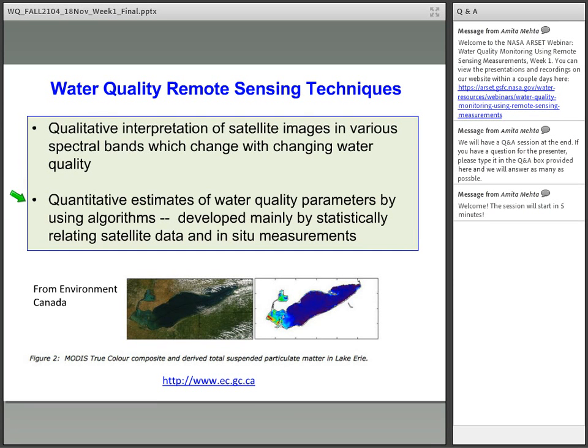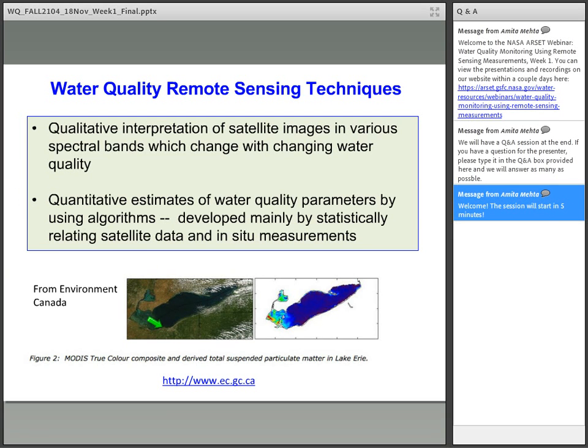More quantitative analysis or estimation of water quality parameters is based on algorithms. And these algorithms are derived statistically sometimes, most of the time, where satellite data are related to in situ measurements, and based on the statistical modeling or algorithm, further use of satellite data is used to derive. And the example is shown here.